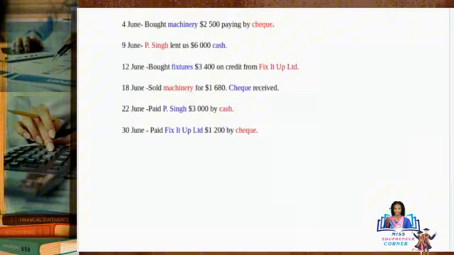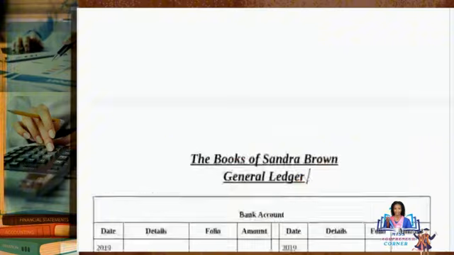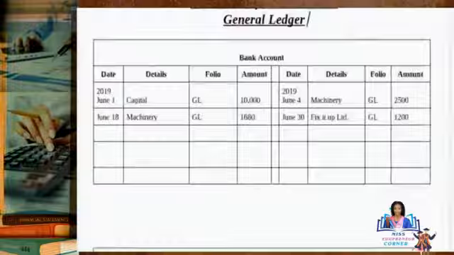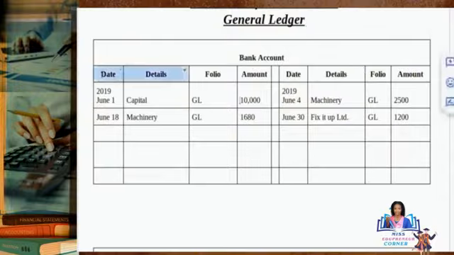Go ahead and balance off Sandra's bank account. So here is her bank account. On the left hand side, so referring to this side, it is known as the debit side, and the right hand side, so that's this side, is referred to as the credit side. So step number 1, add up the debit side and the credit side.